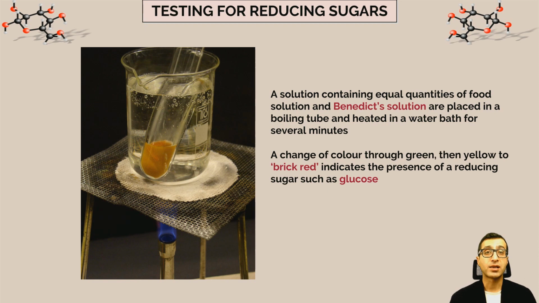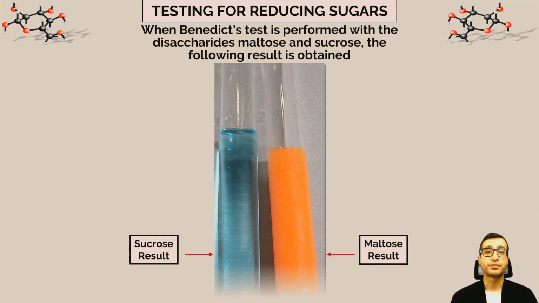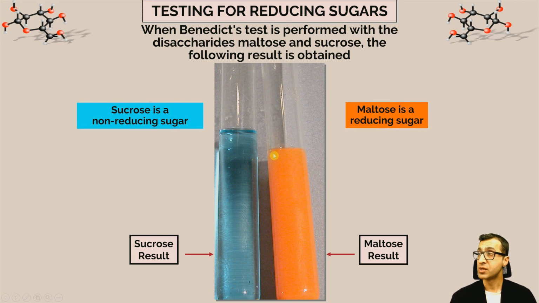Now, the brick red colour is the definitive result, which indicates the presence of a reducing sugar. So when Benedict's test is performed with disaccharides, such as maltose and sucrose, we get the following results. So, with sucrose, we get this result where the solution remains this transparent blue colour, but with maltose, we get the precipitate forming as a suspension in the solution, forming this colour here. And so from these results, we can see that sucrose is a non-reducing sugar, whereas maltose is a reducing sugar.